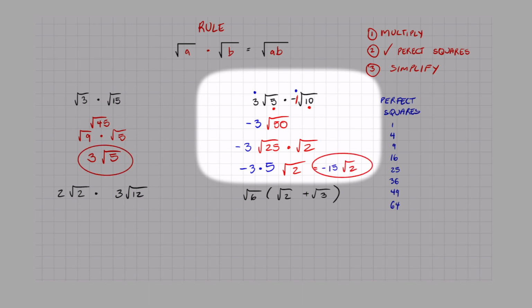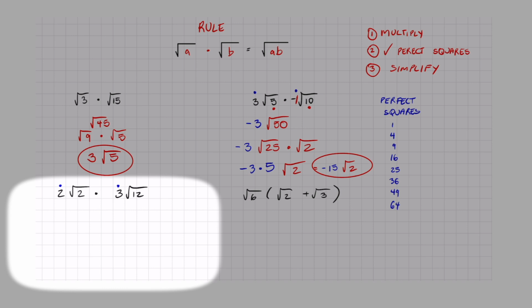All right, we got a couple more. Let's try another 2 just so you can get really used to this. And we'll try to go faster and faster. First, multiply the numbers in the front. 2 times 3 is 6. Now we multiply the square roots. 2 times 12, that's going to get me the square root of 24.